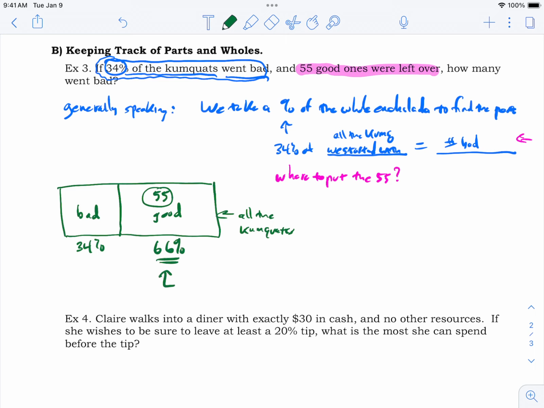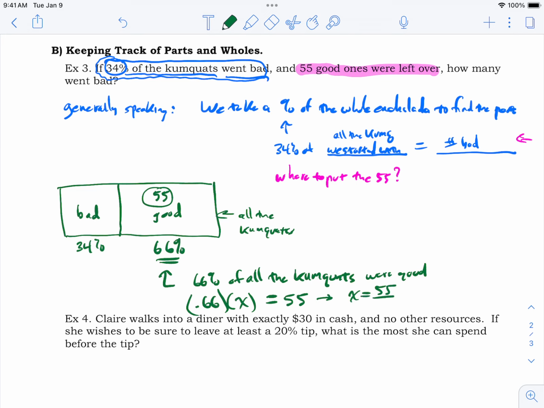And now I can make a little phrase here. 66% of all the kumquats. I don't even know what a kumquat looks like. Anyway, 66% of all the kumquats were good. And we have the numbers. 66%, I'm going to call that 0.66. Of means times all the kumquats. Well, I don't know what that is yet. But I know that that comes out to 55. See, if I only have one thing I don't know, I can solve. So this is great. So I'm going to say x is 55 over 0.66.